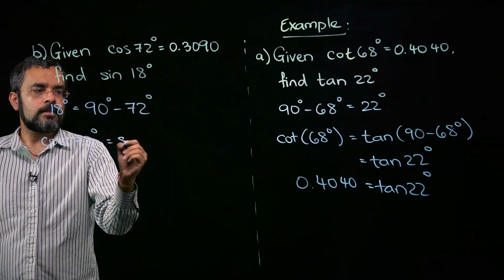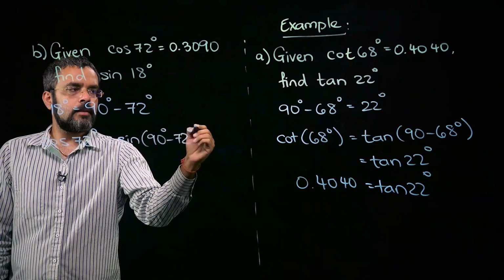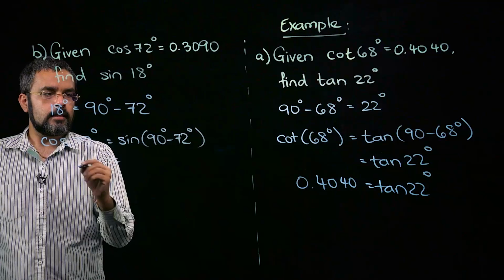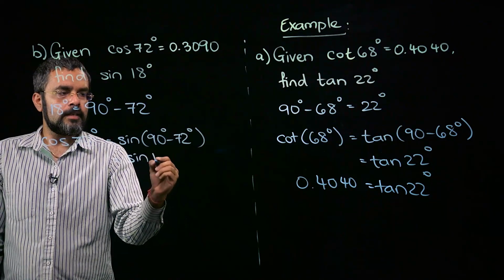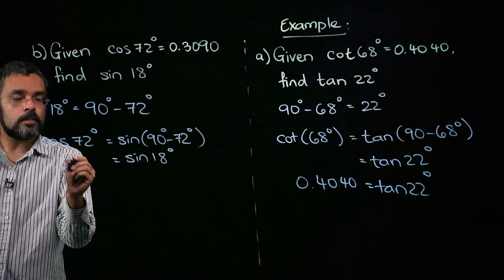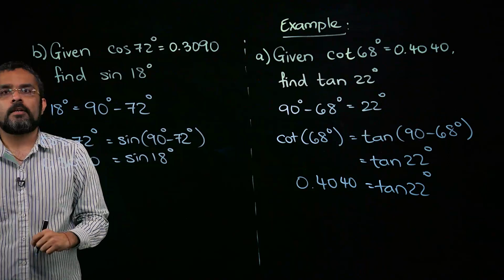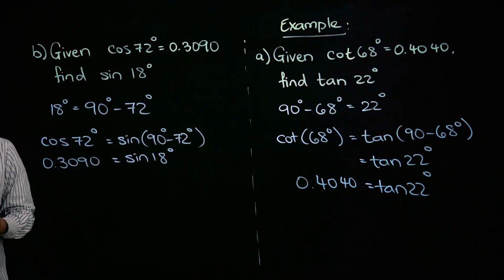is nothing but sine of 90 minus 72 degrees, and that is nothing but sine of 18 degrees. Now we know cosine of 72 is given to us. This is 0.3090, and so sine of 18 degrees is also going to be 0.3090.